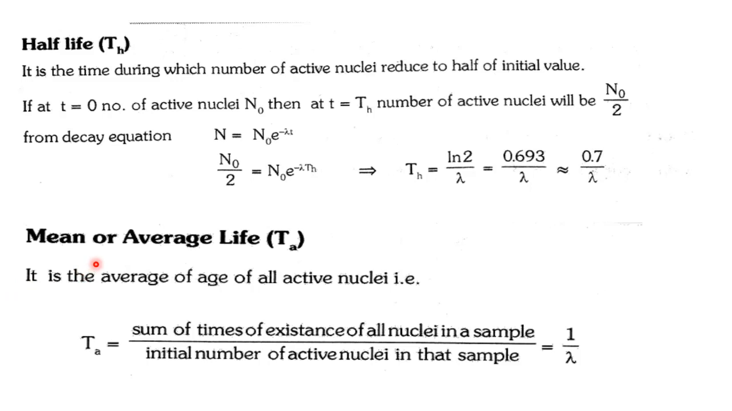What is average or mean life? It is the average age of all active nuclei present in the sample. We define it as the sum of the times of existence of all nuclei in a sample divided by the initial number of active nuclei in that sample, and if you substitute the values, we get the average life as 1 by the decay constant, or 1 by lambda.